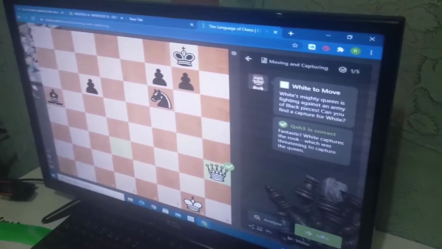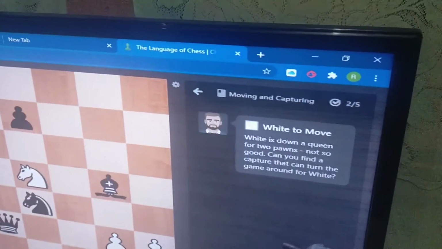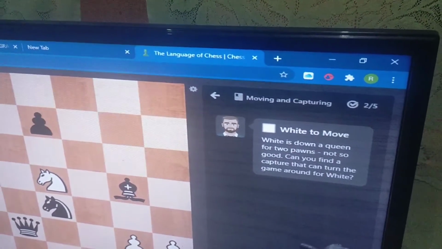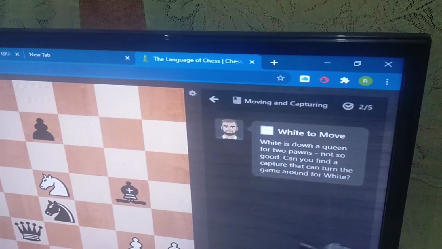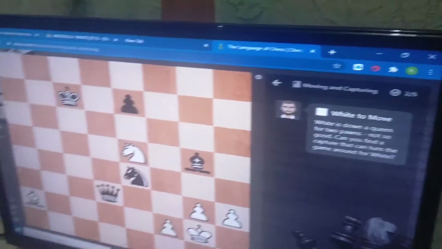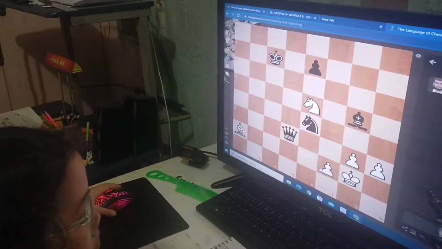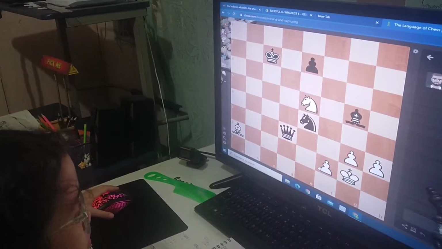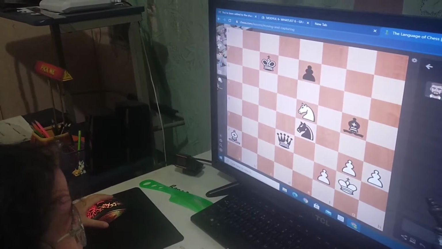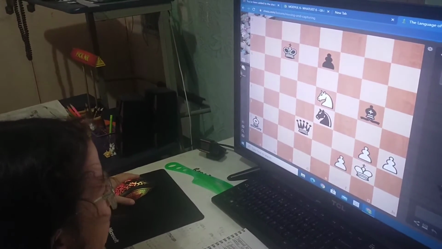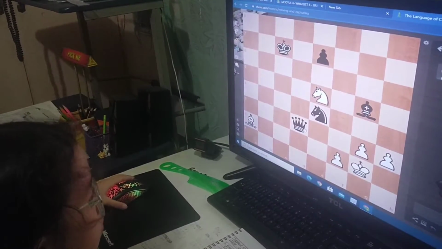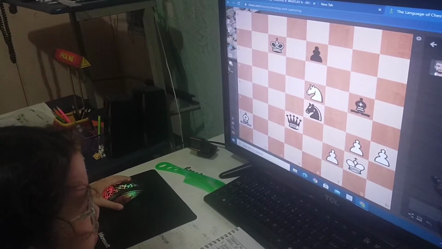Good job. Next. White is down a queen for 2 pawns. Not so good. Can you find a capture that can turn the game around for white? So white is losing in that position. But with one move, the fight will turn around, and you will come out ahead. What will you do? You are white there.